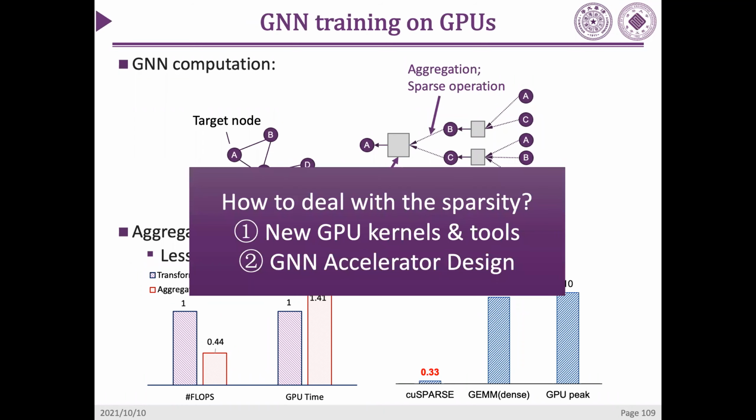So how do we deal with the sparsity? We think there are two ways. One way is that we can still use the GPU, but you need to design new kernels and tools that are better than cuSparse, to improve the whole performance of the graph neural network. And the other one is you can design your own graph neural network accelerator.